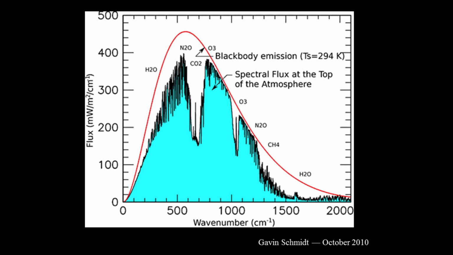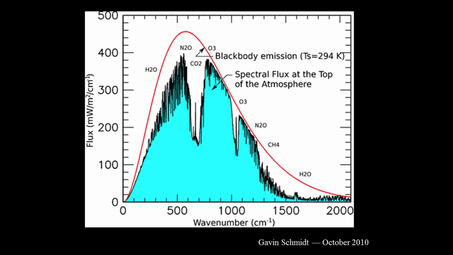Carbon dioxide absorbs infrared radiation significantly, from about 600 to 800 inverse centimeters, which also corresponds to the maximum intensity of the Planck function. Water vapor absorbs thermal infrared from about 1,200 to 2,000 inverse centimeters, and in the band below 500 inverse centimeters.